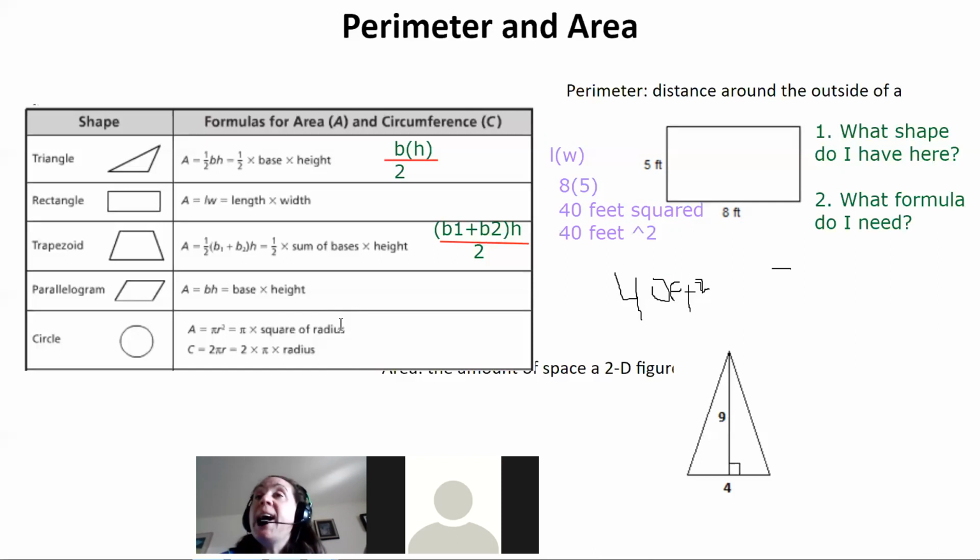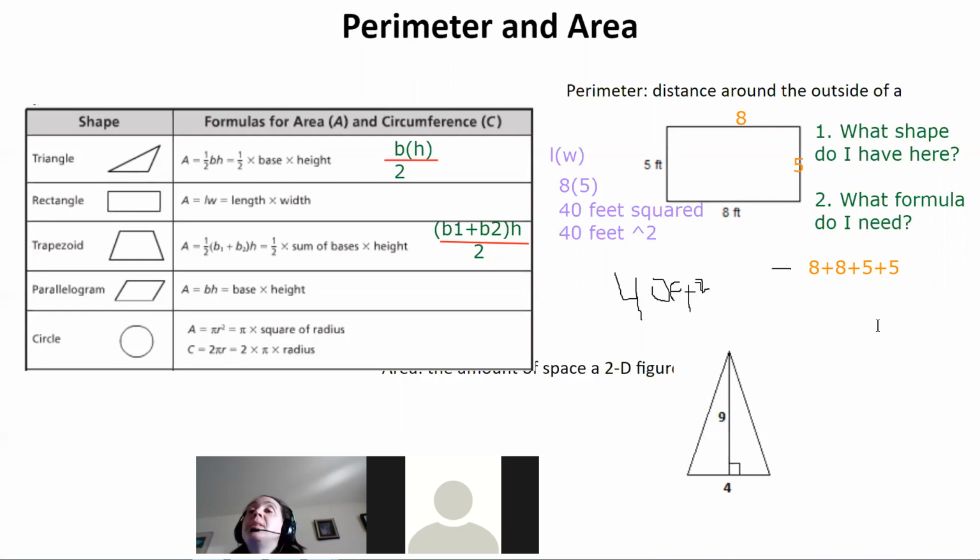So when we're adding, that was my point. You can either take one side and multiply by 2, or you can remember that if one side is 8, the other side is also 8. And if one side is 5, the other side is also 5. So when you find the perimeter, you have to add everything. You're going to have to go 8 plus 8 plus 5 plus 5, because perimeter is the distance around the entire shape.